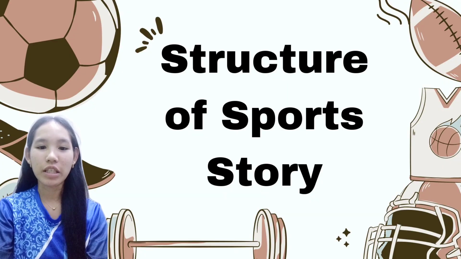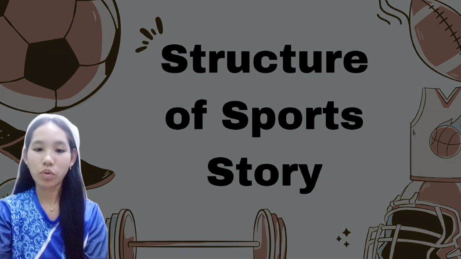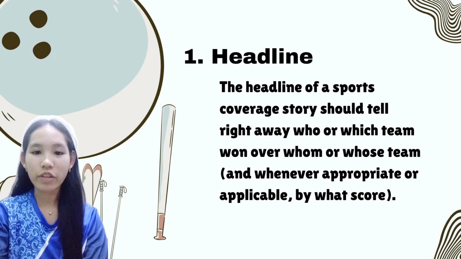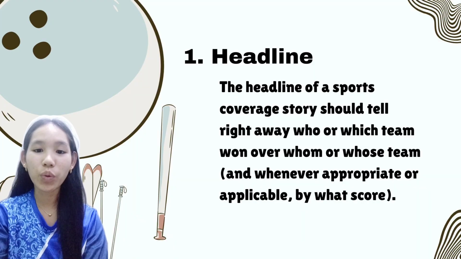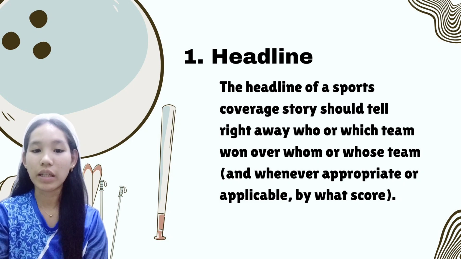So this is the continuation report about the structures of the sports story. First is the headline. The headline of a sports coverage story should tell right away who or which team won over whom, or whose team led, whenever appropriate or applicable, and by what score. So the headline is the title of the story that should immediately inform the reader about the outcome of the event.